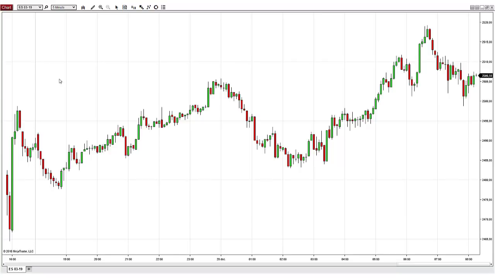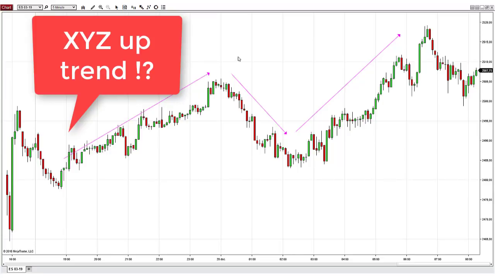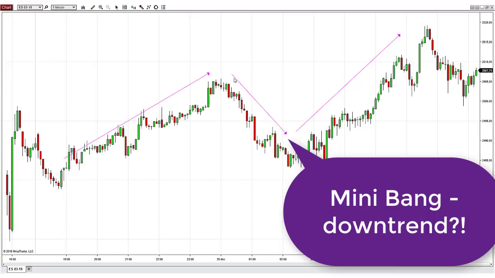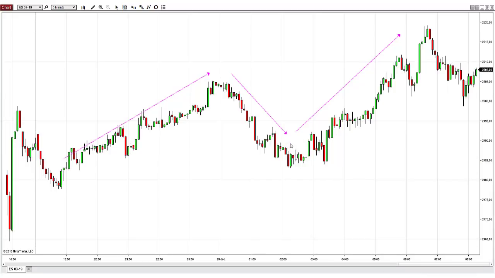The market here moves in waves. It goes up for a while, then down, then up again. So I call these up waves and down waves. I don't know if that's the correct terminology, but that's at least the words that I use. I tend to use my own words, keep things simple, so I don't care if this is an XYZ uptrend or this is a mini bang down move. I don't care about that. I use my own words.